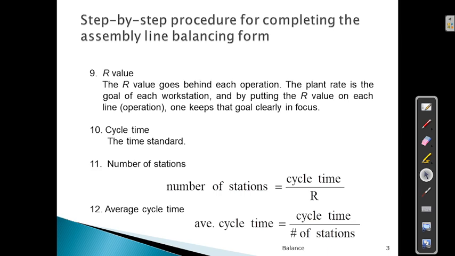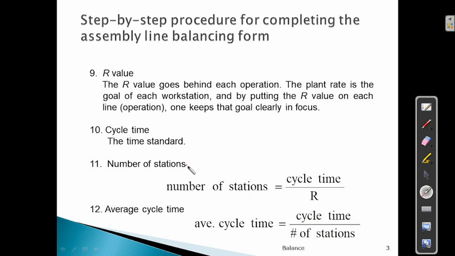First one is the R value. The R value goes behind each operation. The plant rate is the goal of each workstation, and by putting an R value on each line operation, one keeps that goal clearly in focus. Then the cycle time is nothing but the standard time. The time standard is the cycle time.